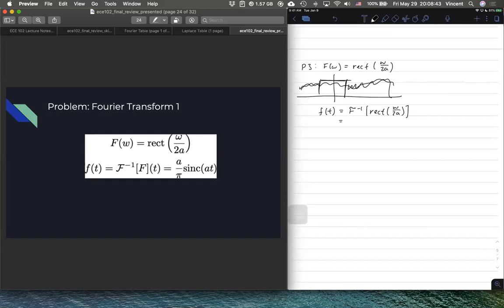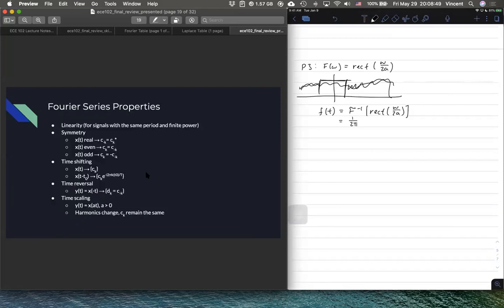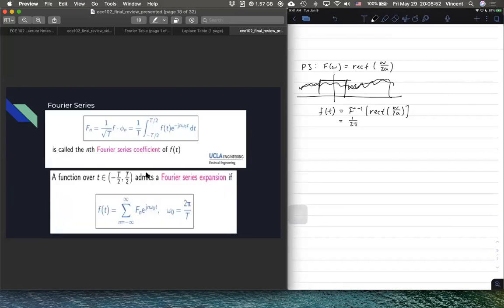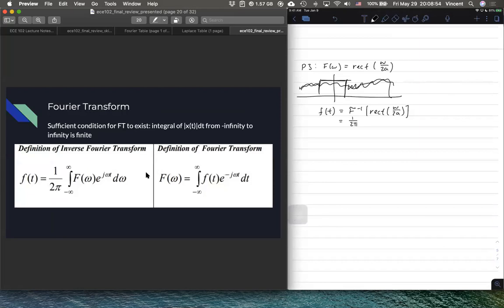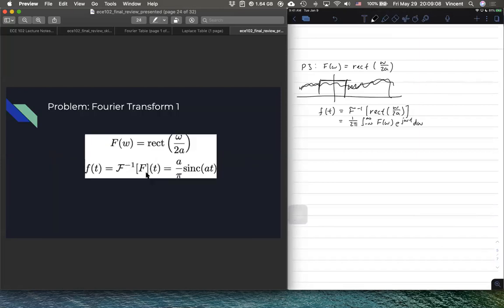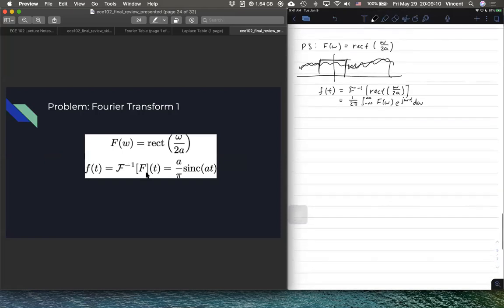So let's just write the definition of the inverse Fourier transform. So 1 over 2 pi, integral over omega from negative infinity to infinity. Okay, so let's plug in the rect function.